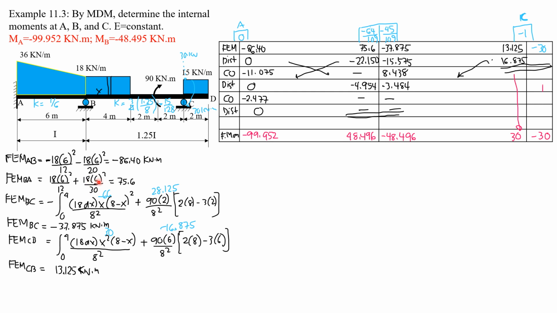So 18 times 6 squared over 30. Combining, that's 75.6. So put it there. Now the fixed moment at BC for this loading, where we call the distance x.